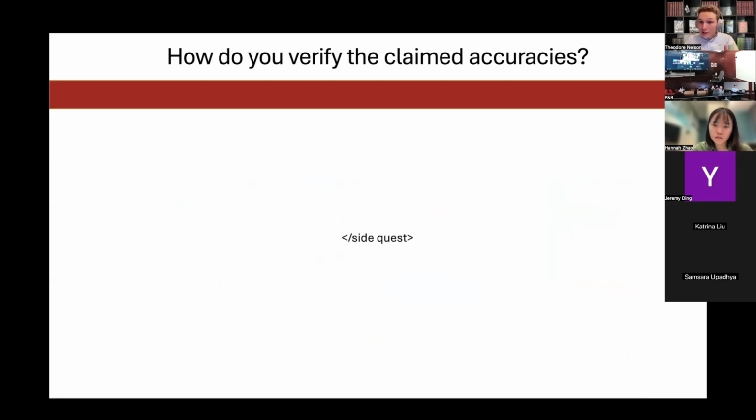So for the next, however long I have to still present, we'll be going through some of these side quests and understanding how we can verify these claimed accuracies and how we can understand their per molecule accuracies, what they mean for our data and for our examples.